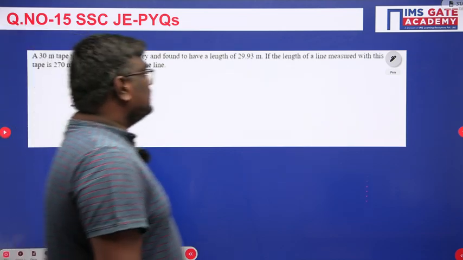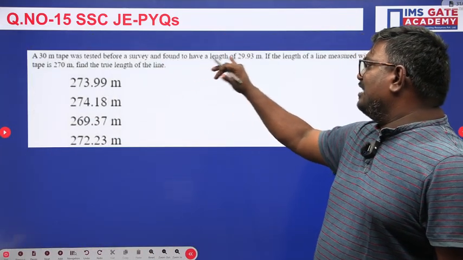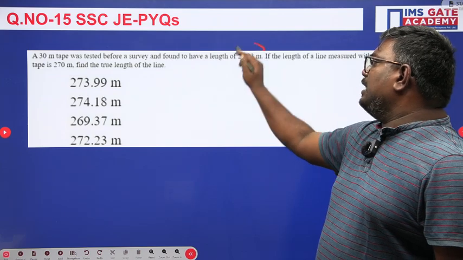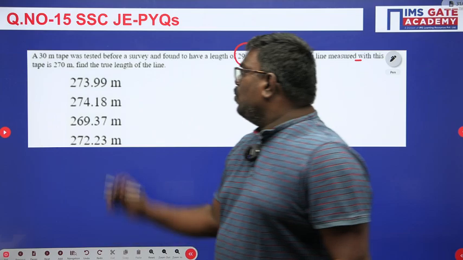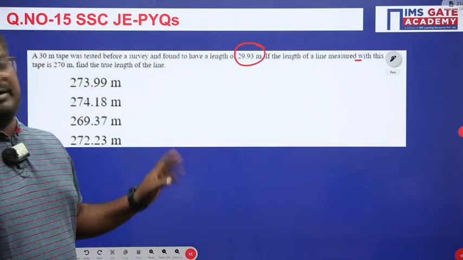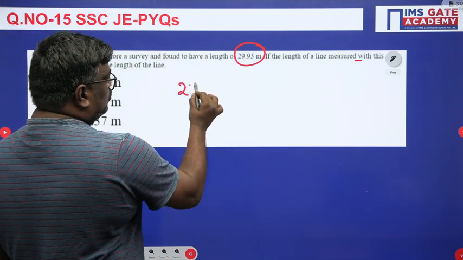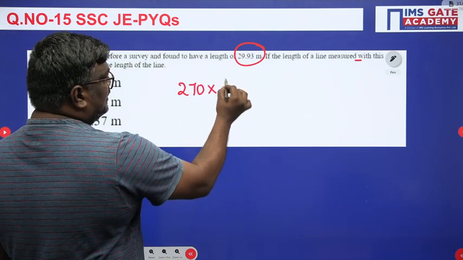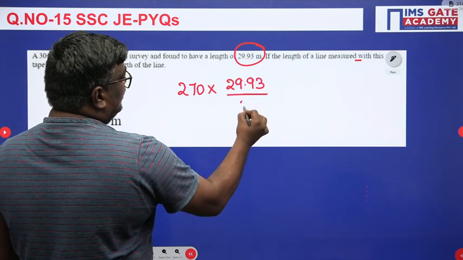Now, my dear students, a 30-meter tape was found on being surveyed to have a length of 29.93 meter. If the length of the line was measured to be 270 meter, what is the true length? Sir, most of the people might be finding difficulty here in calculation. Let me tell you. The total length measured is 270. Instead of 30 meter, it is 29.93 meter.